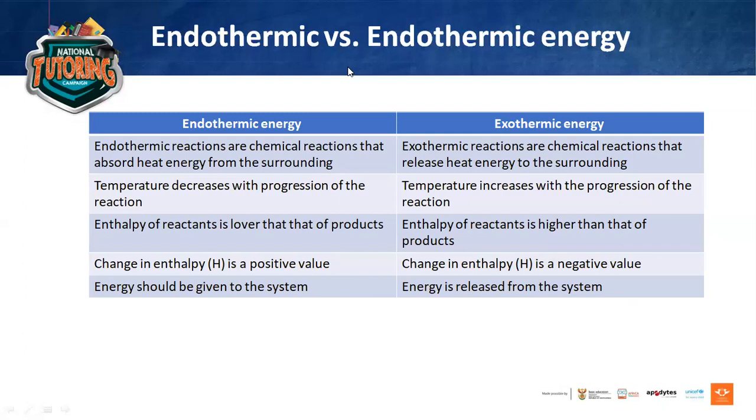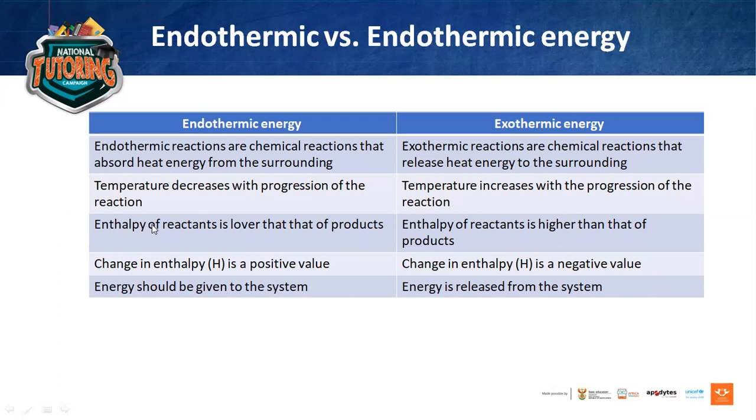So now we come to endothermic versus, sorry about this, exothermic energy. Okay, so I made a table for us to be able to see the difference. So it says here, endothermic reactions are chemical reactions that absorb heat from the surrounding. Exothermic are chemical reactions that release heat to the surrounding. The temperature decreases with progression of the reaction.